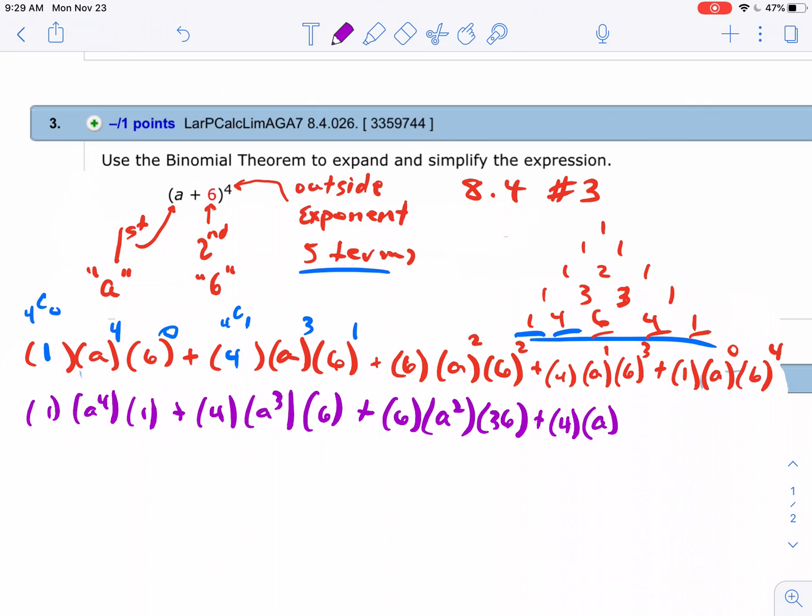6 cubed is 216. And then 1. Anything to the 0 power is 1. I should have said that back here on that one. And then 6 raised to the 4th is 1296. So a lot of you can do some of these things in your head. I just like to write everything down.